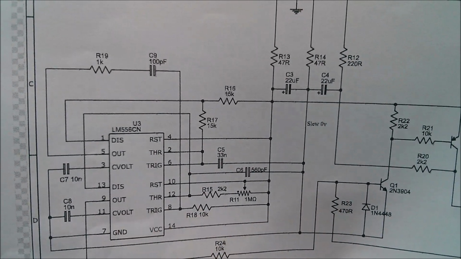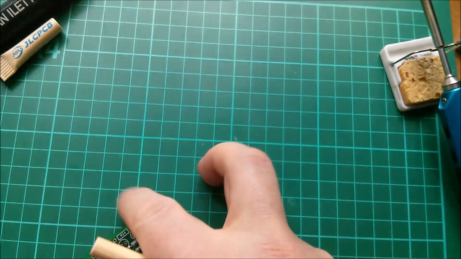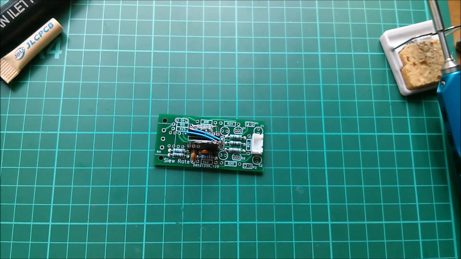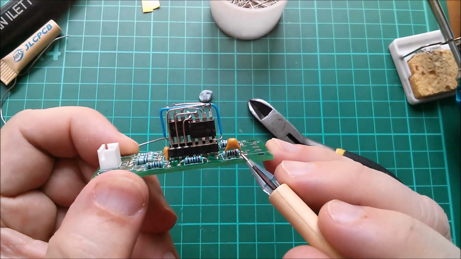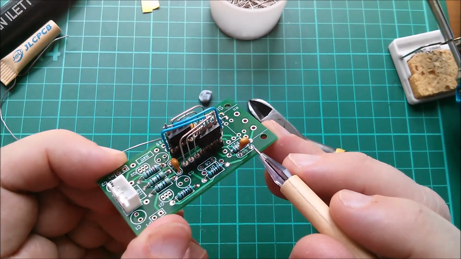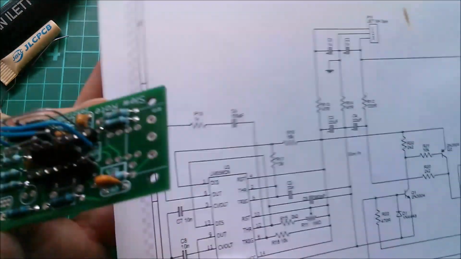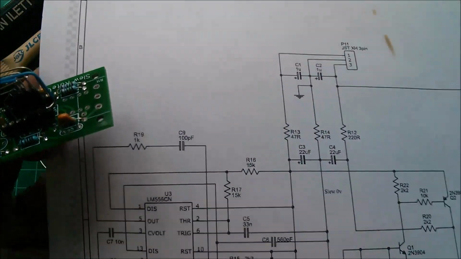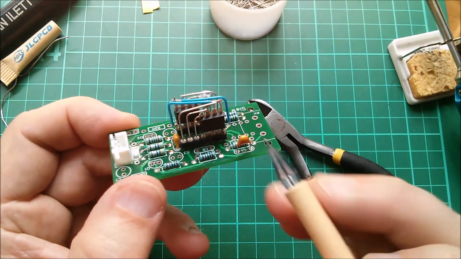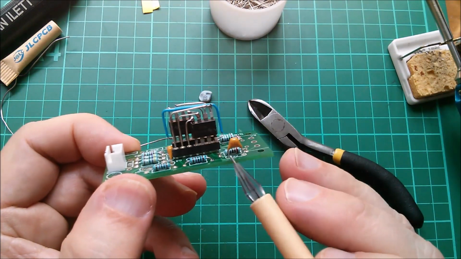So I'm going to get some components in my board now. There it is. And try and get the astable triggering the monostable. Now this capacitor here I've set quite high. The circuit calls for a 560 picofarads, but I don't have any of those, so I've put in a 470.